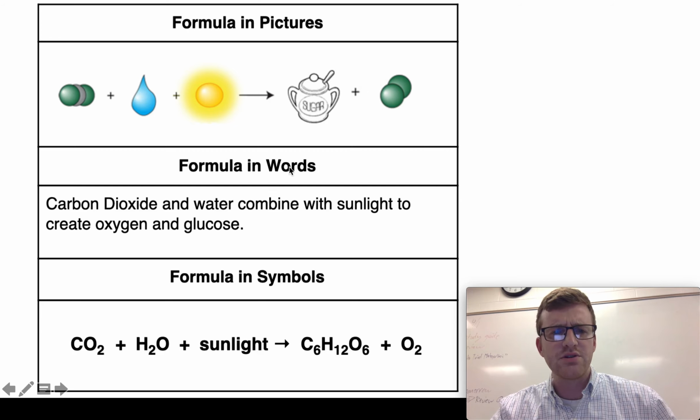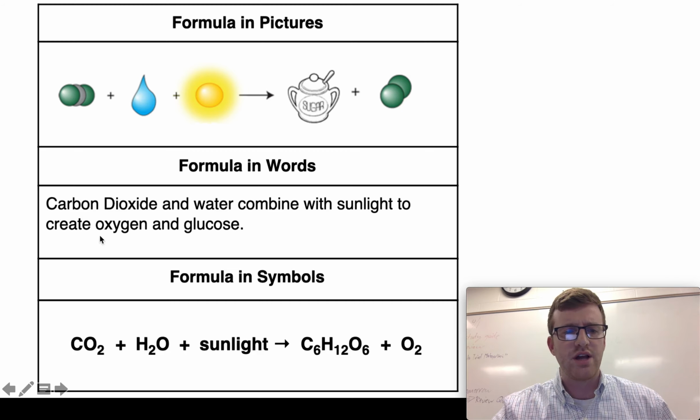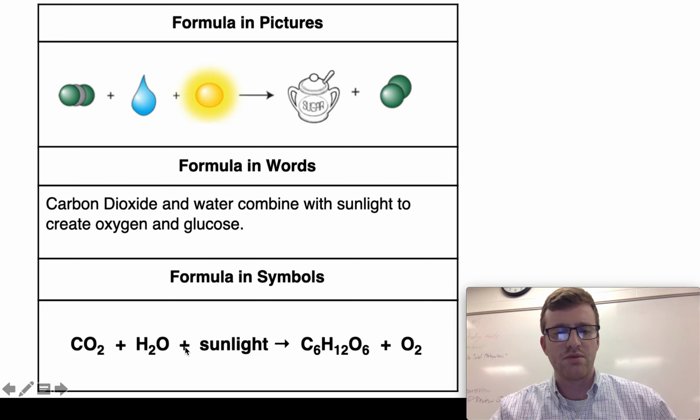So then the formula in words can be: carbon dioxide and water combined with sunlight create oxygen and glucose. And finally, CO2 plus H2O plus sunlight gives us C6H12O6, which is that large thing right there. Lots of students kind of get freaked out and scared when they see that. But actually, that's just glucose, lots of carbon and oxygen. And then finally, the oxygen that we breathe. Everyone likes the formula in a different particular way, and that's good. I just like to see all three of them right here.